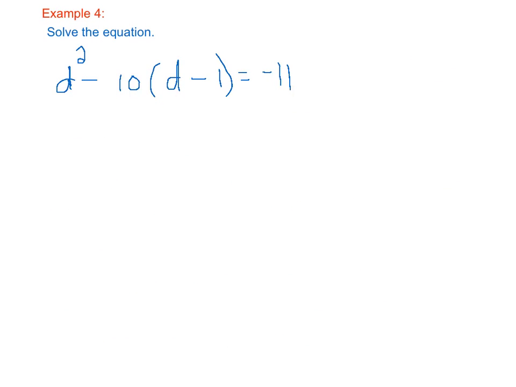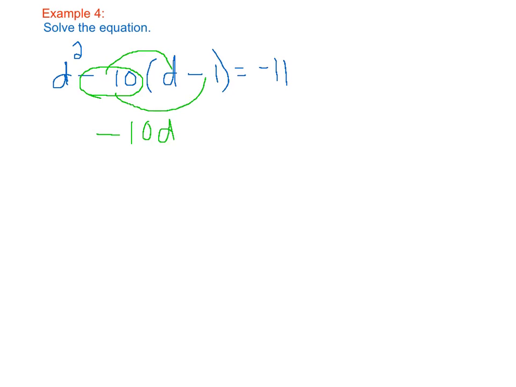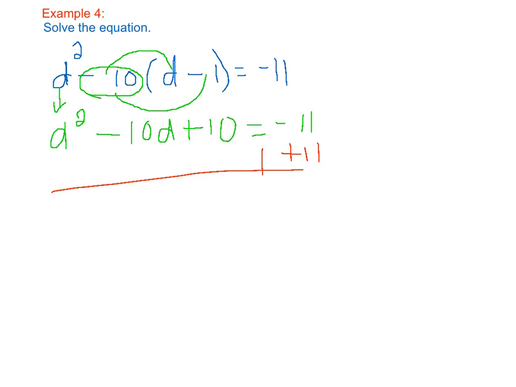Alright, so here you want to solve this equation. I'm going to simplify it and move some things around so that it's set equal to 0. So what we're going to do is get rid of the parentheses first. We've got this negative 10. I'm going to distribute it and multiply it by d, and that gives me negative 10d. And then I'm going to take the negative 10 and multiply it by negative 1. That gives me positive 10. I'm going to bring down the d squared, and this still equals negative 11. Now I want to get it equal to 0, so I want to get rid of this negative 11 here. So I'm going to add 11 to that side. What you do to one side, you have to do to the other.